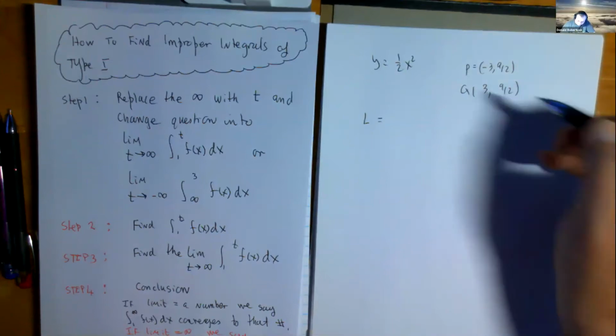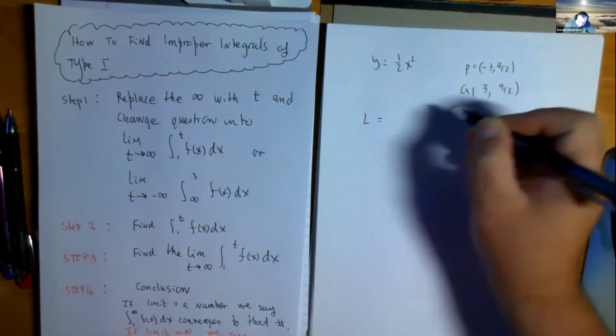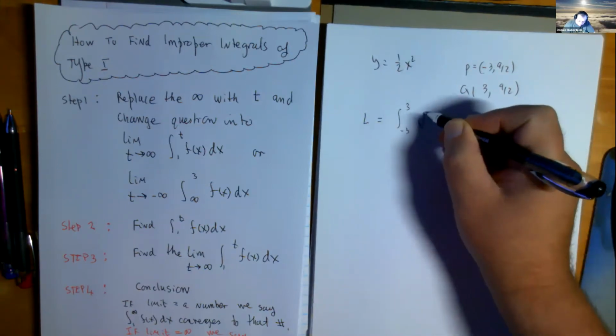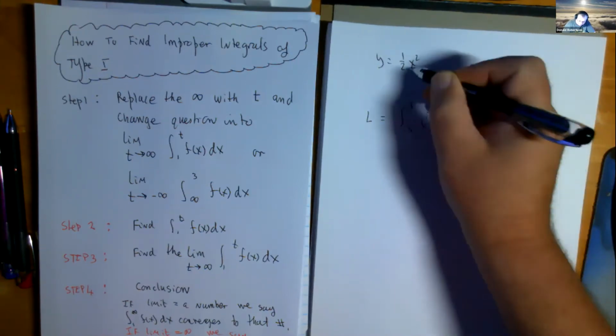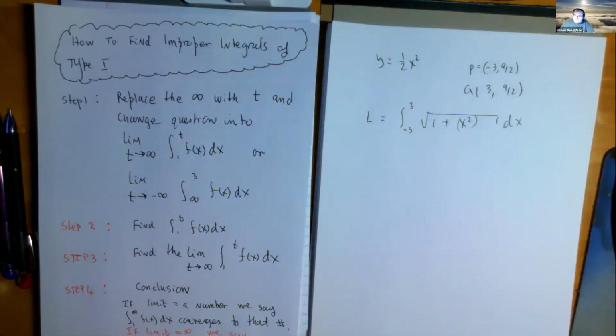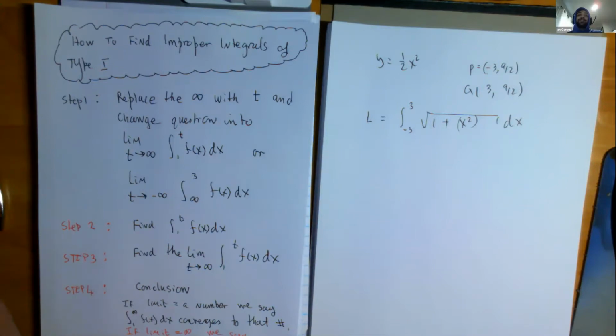Okay. That's basically what we have. So it's going to be the integral from -3 to 3 of the square root of 1 plus the derivative of that, which is x squared, dx. Agreed? Can't hear you, Ian. Yeah, that's what I got.